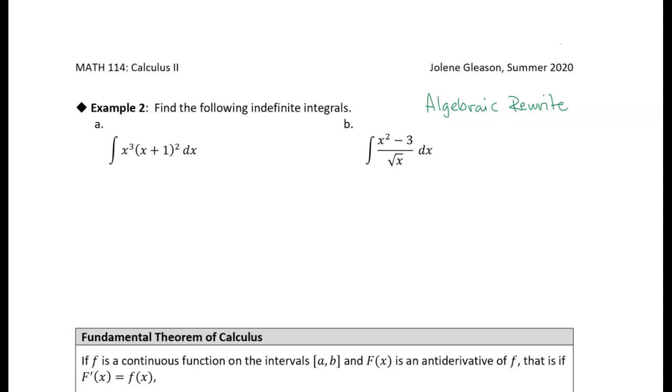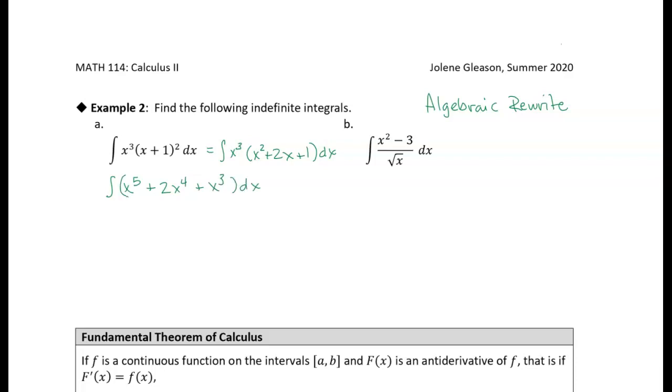more manageable. So on this first one, it's x cubed times this whole quantity x plus 1 squared. All right, and I don't have any rules right now to deal with that directly, but I can actually rewrite this as the integral. I'm just going to leave the x cubed for now out front, and I can square this x plus 1. So I'll end up with x squared plus 2x plus 1 dx. And then I can distribute the x cubed, right? So I have the integral of x to the 5th plus 2x to the 4th plus x cubed, right?